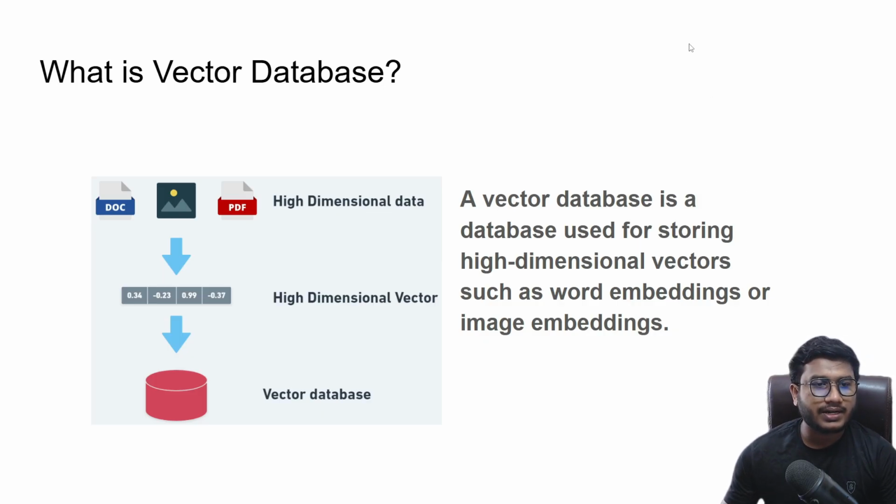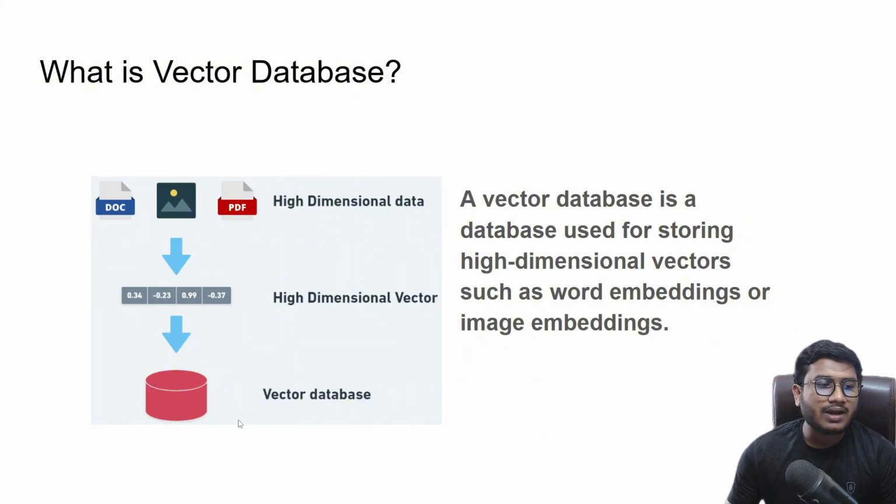So you can see a vector database is a database used for storing high dimensional vectors such as word embeddings or image embeddings. I think you know that over the internet we have different unstructured data, right? Like we have images, PDFs, documents, then we have audios. So if you want to store this data, you have to use a vector database for that. So what we do, guys, we try to convert these kinds of high dimensional data to high dimensional vectors with the help of some embedding model, and these are the vectors we usually store in the vector database.